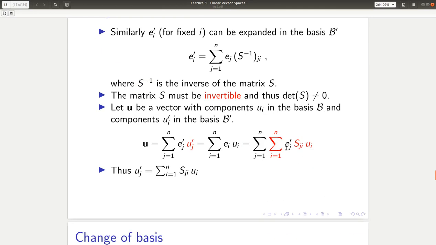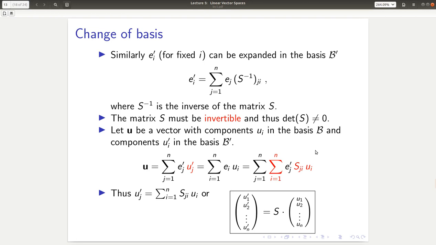Look at the coefficient of E_j prime on both sides, and we know that two vectors are equal if all their components are equal. That is a necessary and sufficient condition. So U_j prime will be equal to the sum over i equal to 1 to n of S_ji U_i.